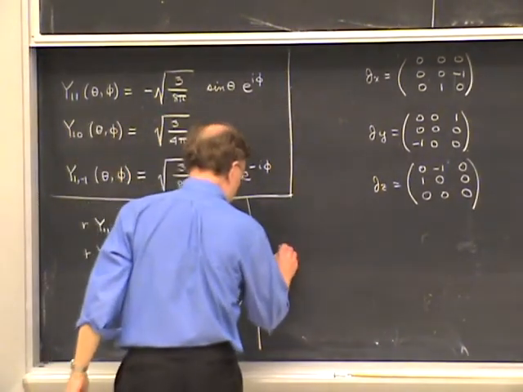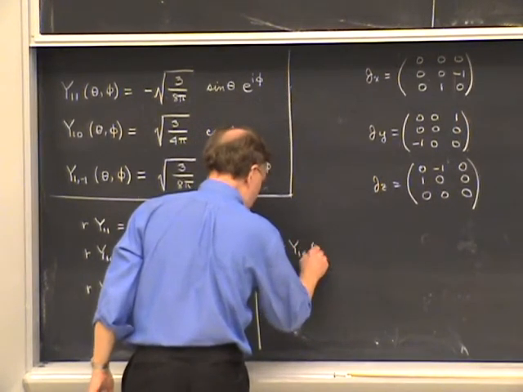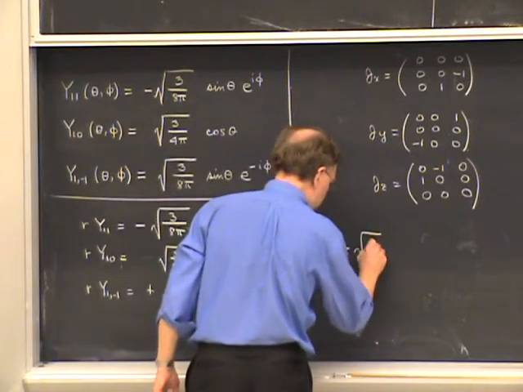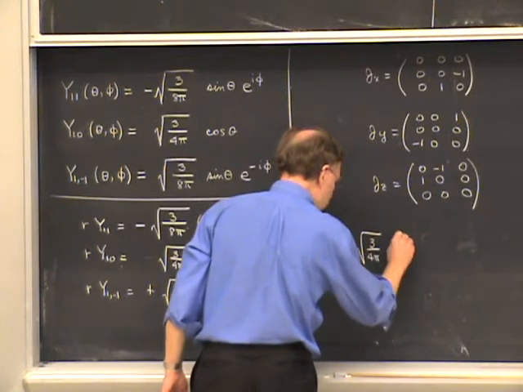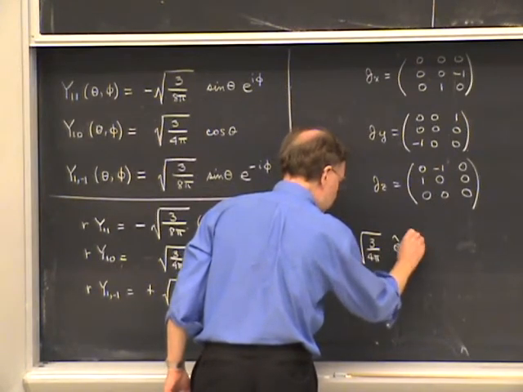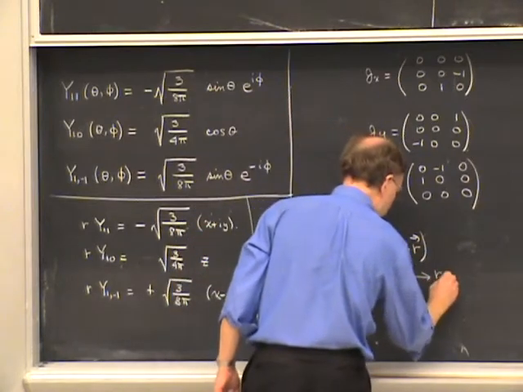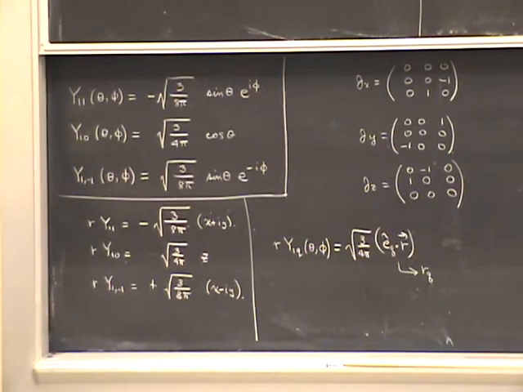And this can be summarized this way by saying the radius r times Y1q of theta and phi is equal to this normalization, which is the square root of 3 over 4 pi, times e hat sub q dotted into the position vector r. This is what we might call r sub q, the spherical basis component of the position vector r. All right.